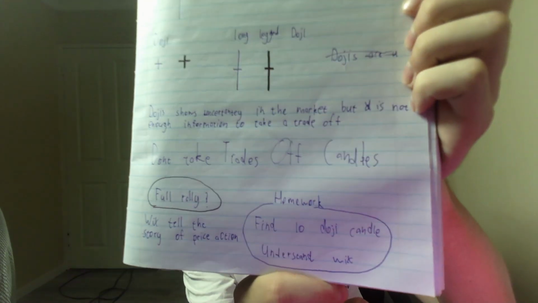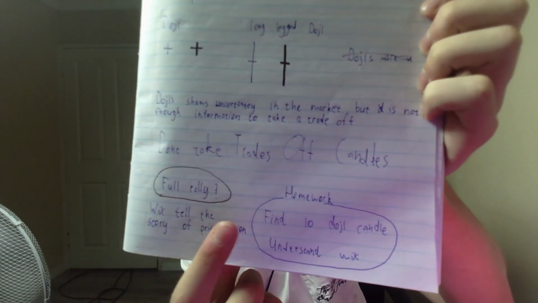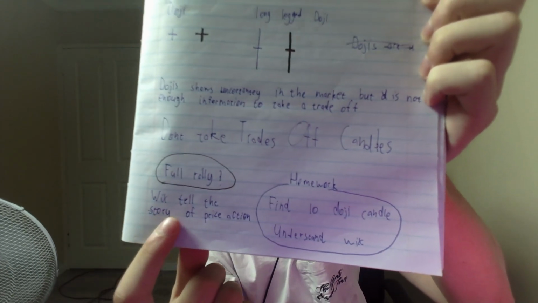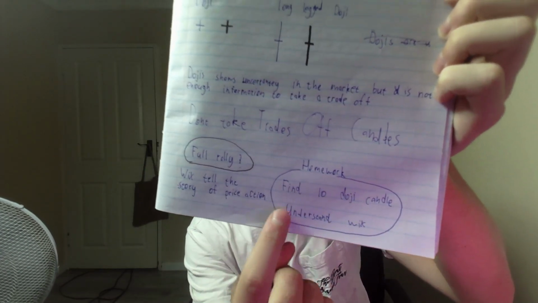And then full rally, question mark, that's a question. Like, what's a full rally? And then wicks tell the story of price action. And homework, find 10 doji candles and understand wicks. Now, I think I understand wicks pretty well, and I think I could spot the doji candles too. I couldn't name them, but let's try.